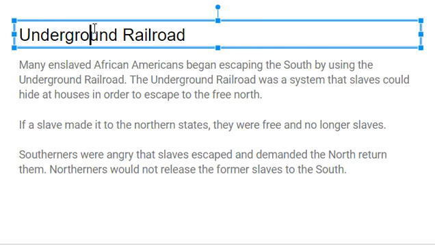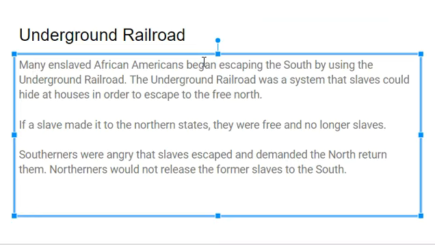There's something called the Underground Railroad. And what this is, many enslaved African Americans began escaping the South by using the Underground Railroad. The Underground Railroad was a system where slaves could hide at houses in order to escape to the free North. So remember, the South is where slavery is. So if an African American slave is able to escape and go to northern states, they were free, no longer slaves. So they wanted to get to the North.